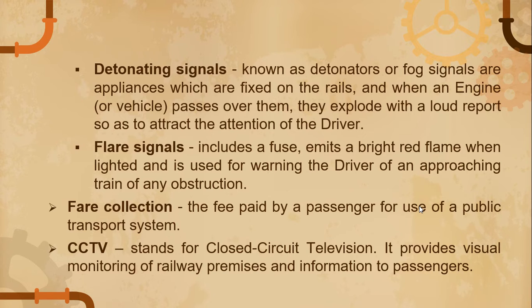So next is CCTV, stands for closed circuit television. It is primarily used for security, monitoring, and surveillance purposes. It provides visual monitoring of railway premises and information to passengers. CCTV is used to ensure enhanced safety and security at railway premises.